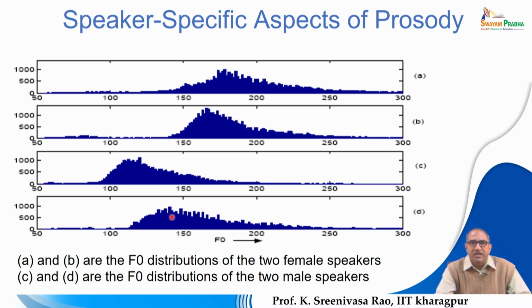And here these two correspond to two male speakers. If you look at the distribution again, here also it varies. So these plots indicate that there are prosodic features which are specific to the speakers.